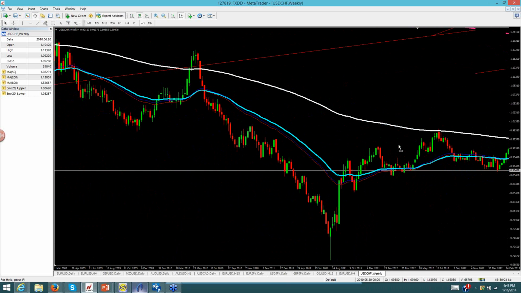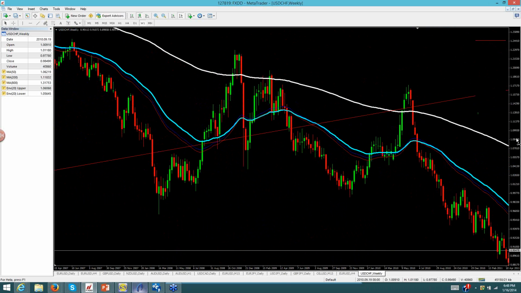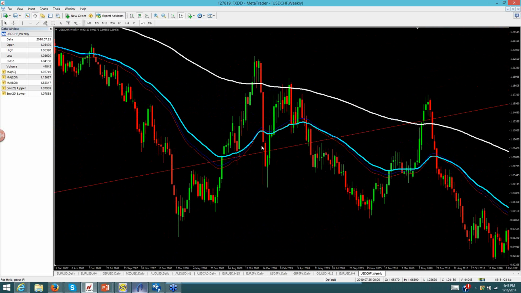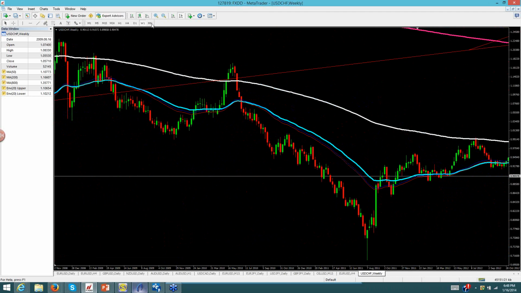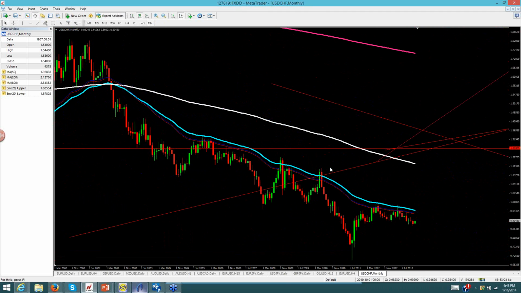Now I'm looking for areas of support and resistance which we have not had. They're not clear for us. I'm going to go to the weekly and see if I see something. Going to the monthly, I should say.